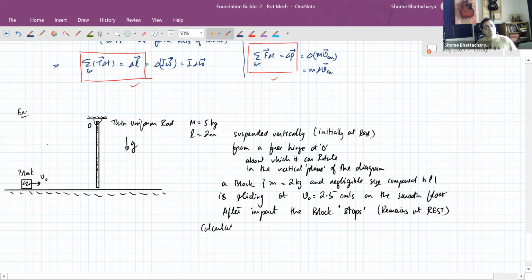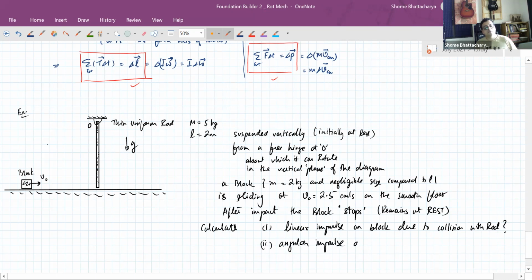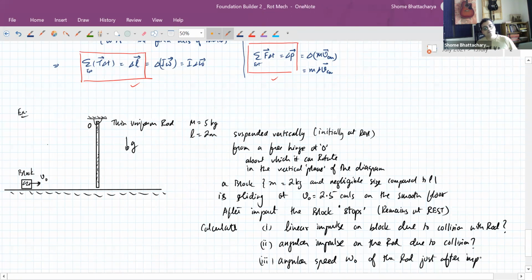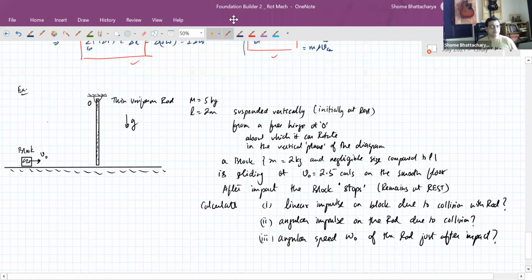We want to calculate the linear impulse on the block due to collision with the rod. Then we want to calculate the angular impulse on the rod due to the collision. And then we want to calculate the angular speed, say omega naught, of the rod just after the impact. These quantities we want to calculate. So we will apply the above theorem, the impulse momentum theorem, over here. So just take down the basic data of the question, then I'll explain how to work it out.